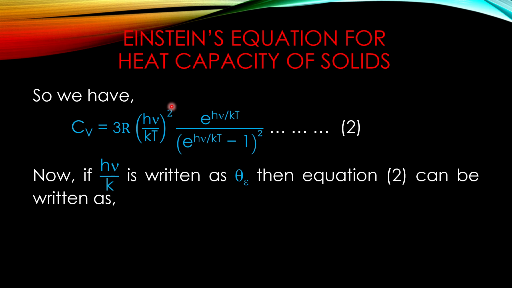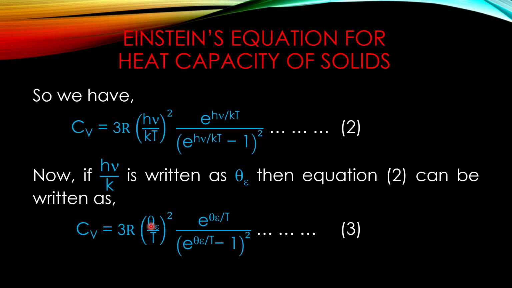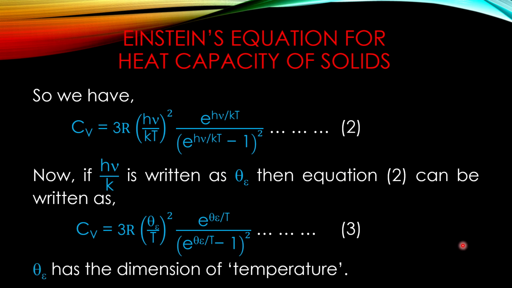Now, if you write h nu by k as theta epsilon, where theta epsilon is the characteristic temperature, then what would equation 2 become? It would become 3R times theta epsilon by T whole squared, times e to the power theta epsilon by T, divided by e to the power theta epsilon by T minus 1 whole squared. This way you get equation number 3. So theta epsilon is called the characteristic Einstein temperature, which definitely has the dimension of temperature.